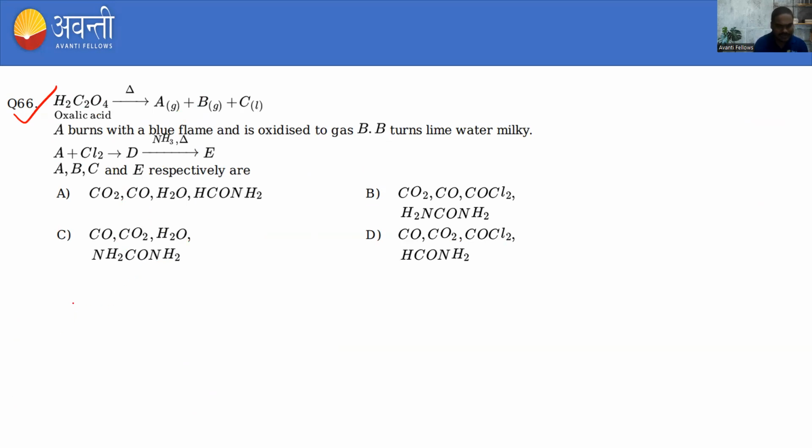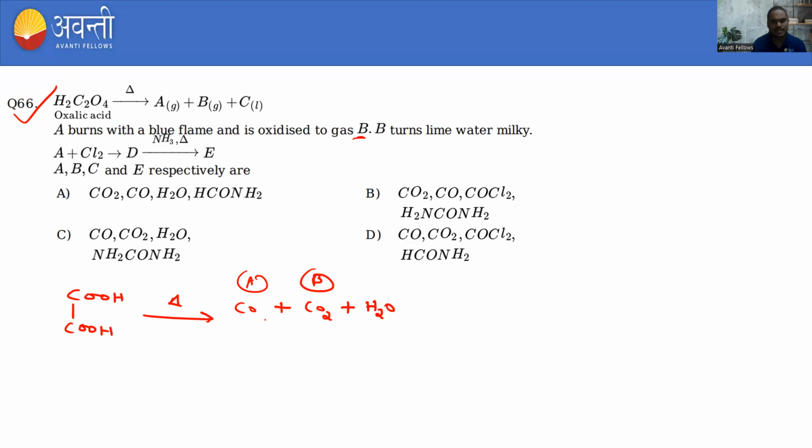So let me write the reaction first. So we have an oxalic acid. The formula of oxalic acid is like this. That is COOH. When they are heated, जब भी heat करेंगे, you'll get CO plus CO2 and plus H2O. So three things we will get: CO plus CO2 and plus H2O. Now this CO, A burns with the blue flame and oxidizes to gas B. So it oxidized to gas B, right? This is A and this is B, right?